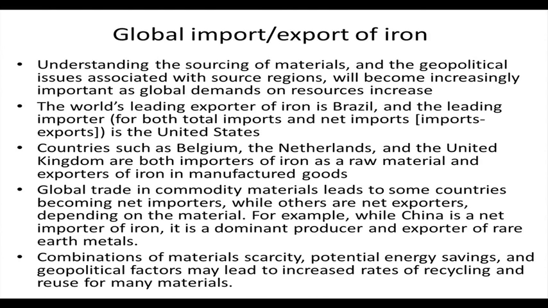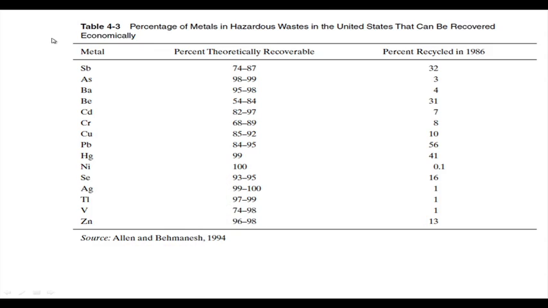Global trade in commodity materials leads to some countries becoming net importers while others become net exporters. We saw that. For example, while China is a net importer of iron, it is also a dominant producer and exporter of rare earth metals. So the combination of material scarcity, potential energy saving, and geopolitical factors leads to an increase in the rate of recycling and reuse of many materials.